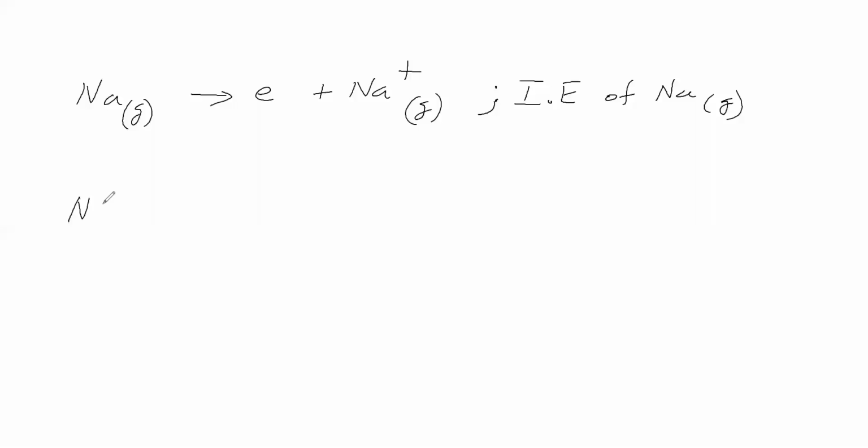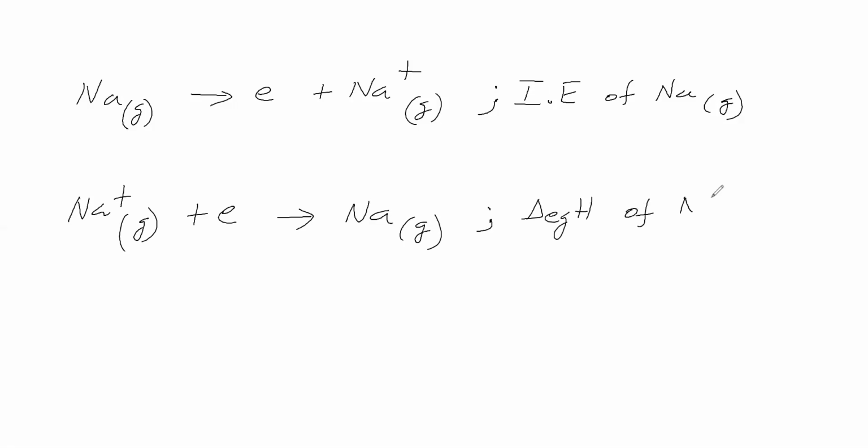Next, we will take Na plus gas. It takes one electron and becomes sodium. This is called electron gain enthalpy of Na plus gas. Taking an electron means gaining an electron, which means electron gain enthalpy. Now you see these two steps, how they are just reverse.